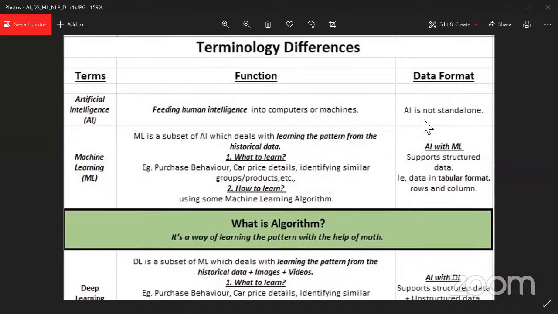Now here, as I said before, AI is not standalone. We say AI with machine learning. What is this AI with machine learning? It supports structured data, that is, data in tabular format, in rows and columns. If you provide the data in a tabular format, let's say an Excel file, a CSV file, or a tab-separated file, my machine learning algorithms will work. But if you are giving the data as images and videos and want to do some automation, it will not work. So machine learning's limitation is that it works well only for structured data sets. So we say artificial intelligence with machine learning. All right, this is one point to be noted.